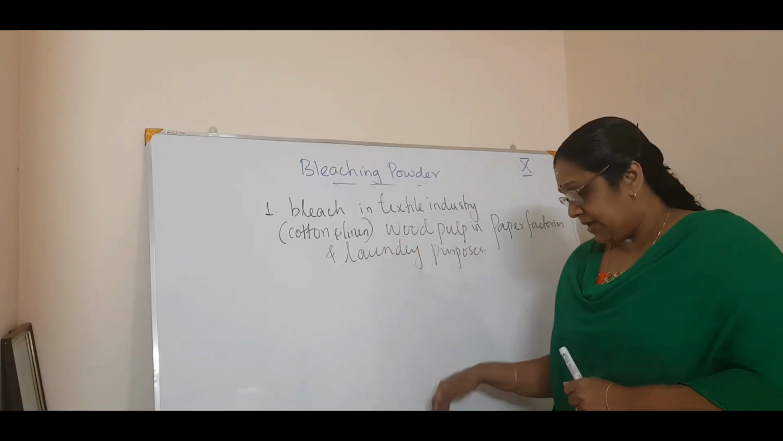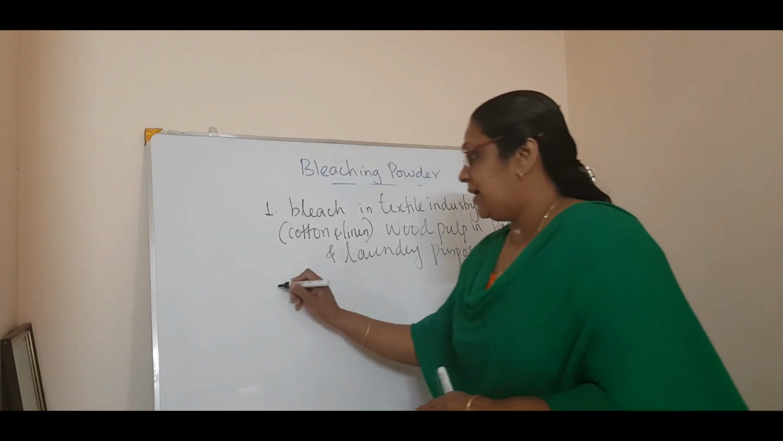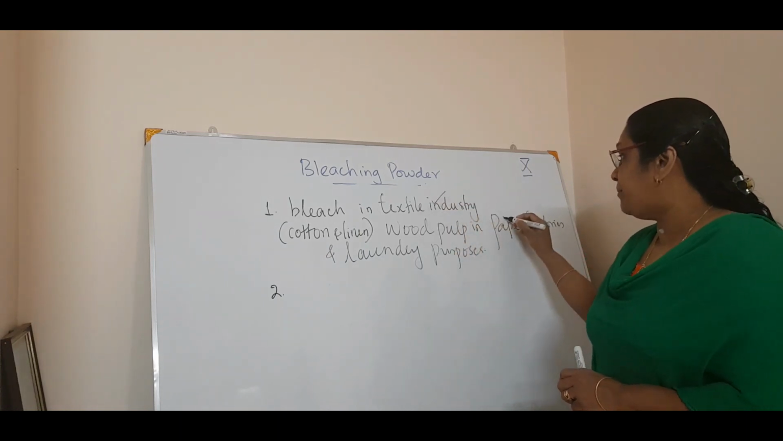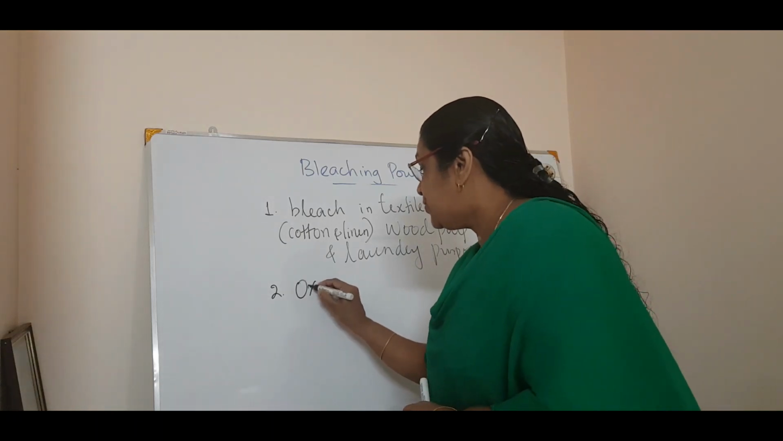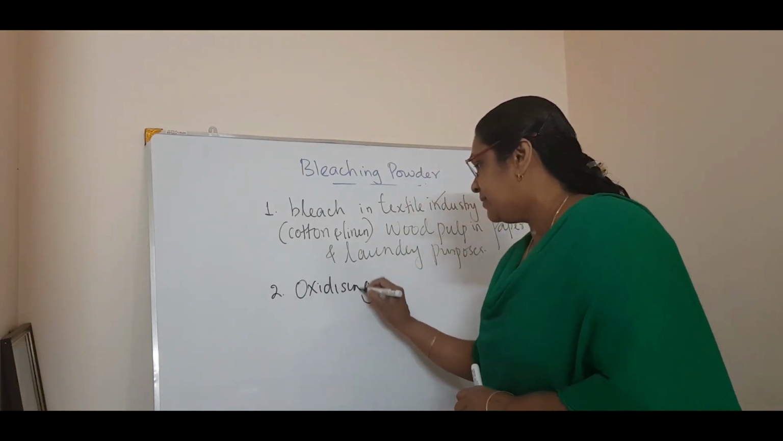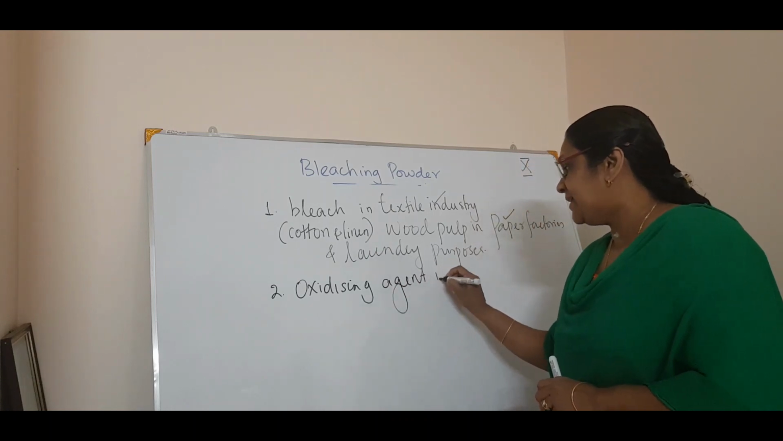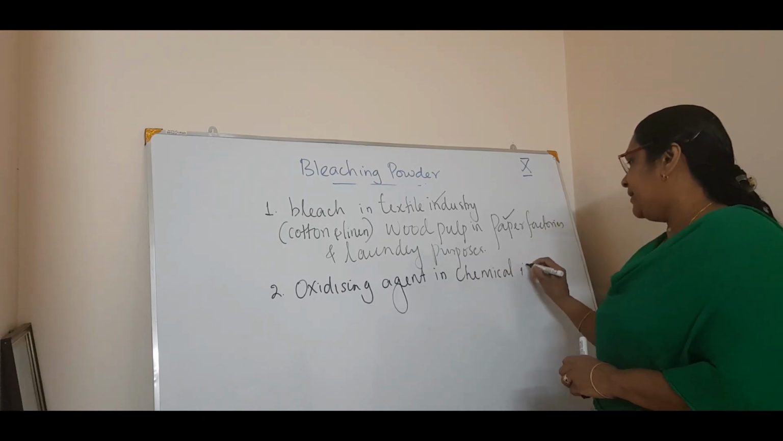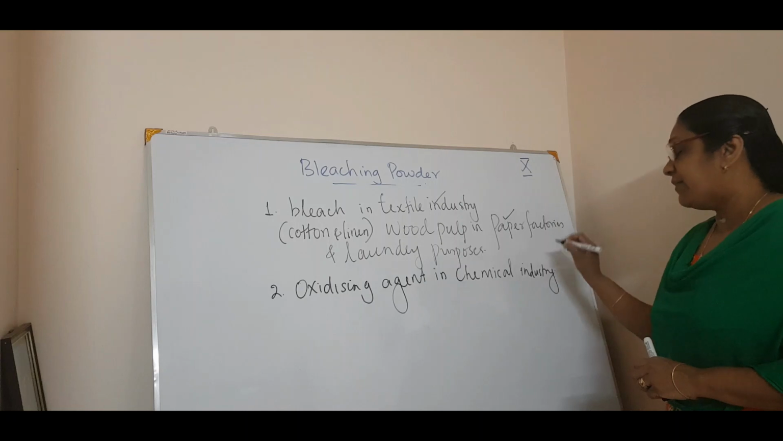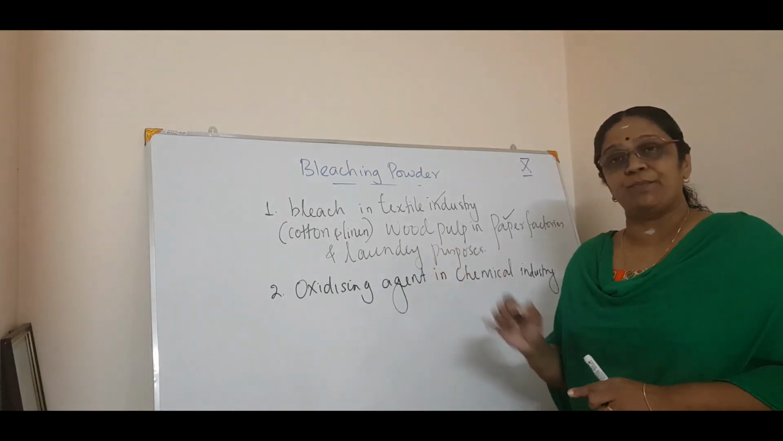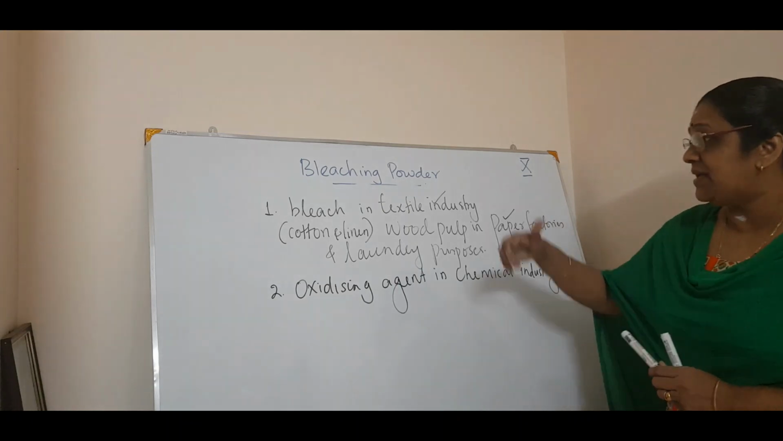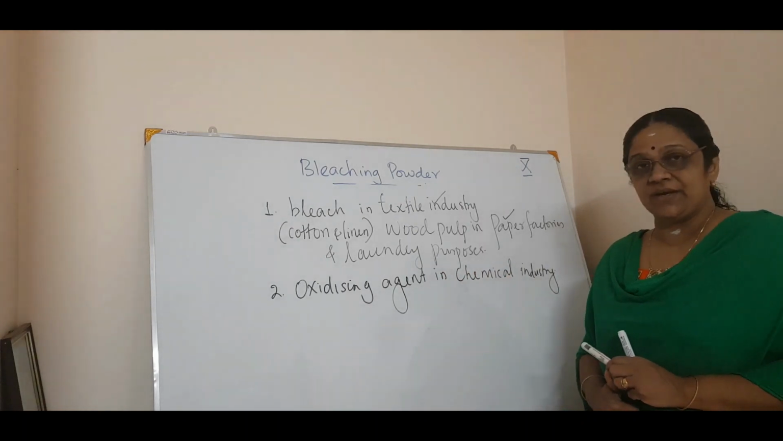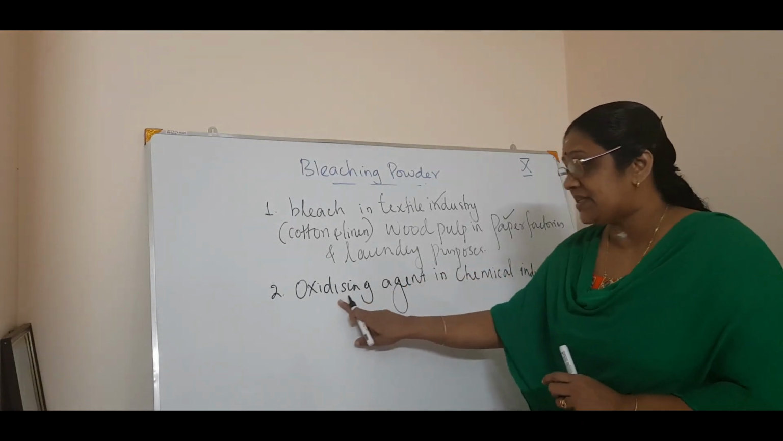Okay, clear? Now the second use, it is used in the chemical industry. Now 3 industries are there: textile industry, paper industry and one more industry. It is used as an oxidizing agent in the chemical industry. So if a question is asked, write 3 industrial uses of bleaching powder, you can write, it is used as a bleach in the textile industry, in the paper factory or paper industry and also in the chemical industry. In the chemical industry it is used as an oxidizing agent.